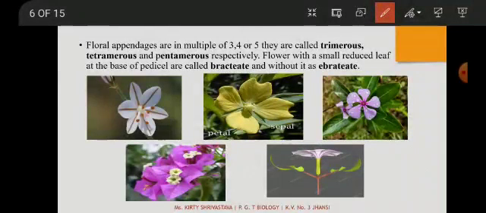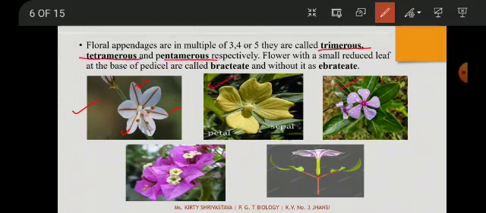Here are some more scientific terms used to describe a flower. If the floral appendages are in multiples of 3, the flower is said to be trimerous. For example, Allium cepa or onion, which has got appendages in multiples of 3. If the floral appendages are in multiples of 4, the flower is said to be tetramerous, as in case of mustard. While if the floral appendages are in multiples of 5, the flower is said to be pentamerous, as in case of vinca rosea or sadabahar and hibiscus.